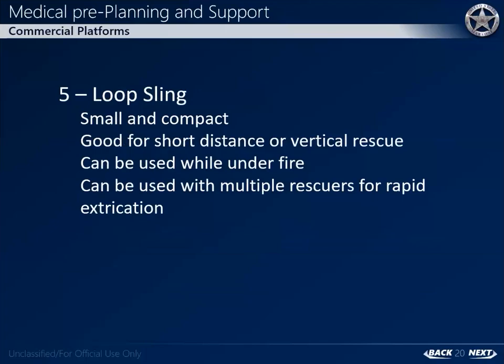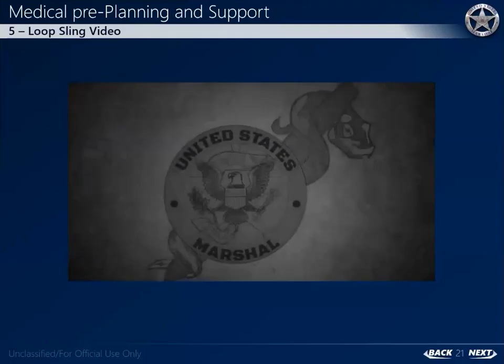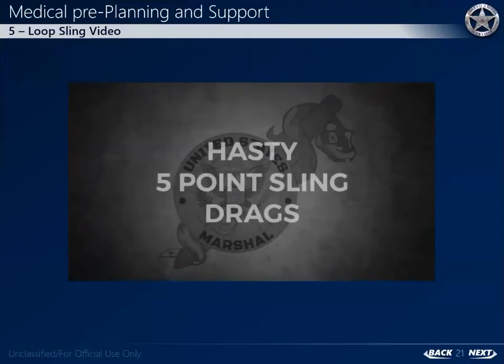The 5-loop sling is utilized as a tool to quickly move a patient over a very short distance. It provides no protection to the patient and no barrier between the patient's body and the ground. This adjunct should only be used in exigent circumstances.